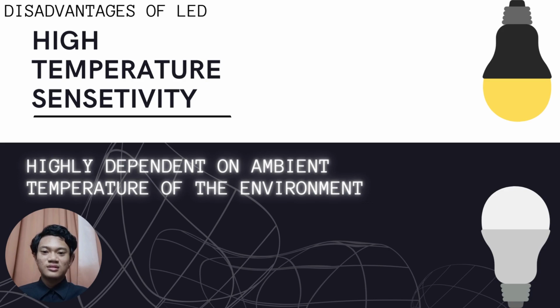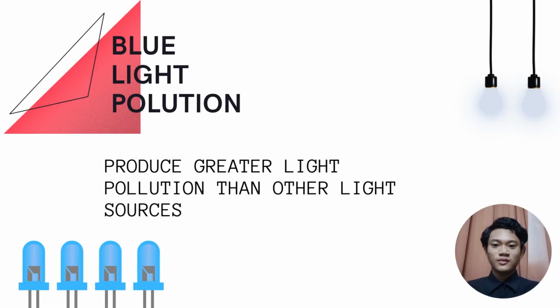Alright, the next disadvantage of LED is high temperature sensitivity. This is because LED requires a very significant sensitivity of temperature. A higher temperature may damage the circuit and other components of LED. Alright, and the next disadvantage of LED is that LED bulbs usually emit a cooler blue tinted light in contrast to conventional light bulbs.